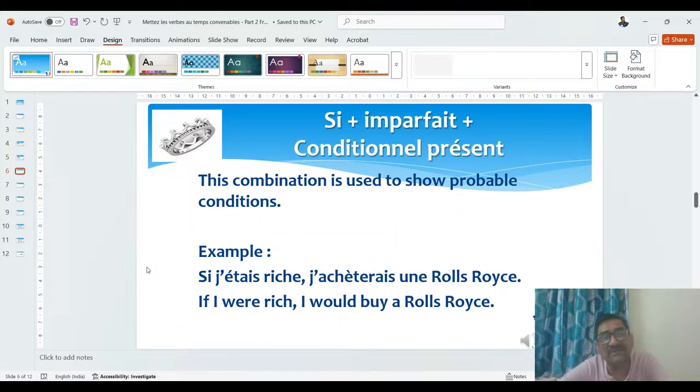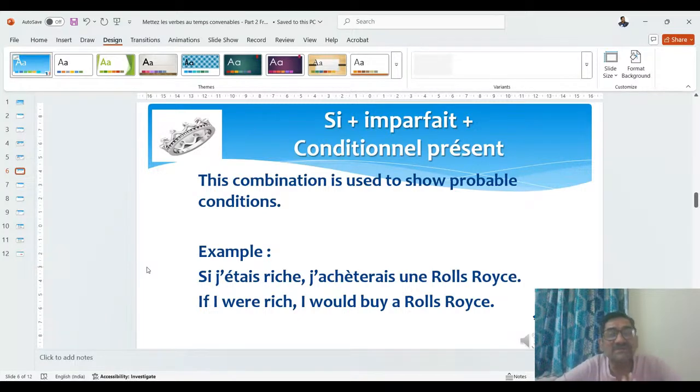So let's go to the second combination. Second combination is slightly easy, I would say, because look at the endings. Aren't the endings the same? Si j'étais riche, j'achèterais une Rolls Royce. Only thing you got to remember, the difference between imperfect and conditional is conditional starts with the original verb, future tense, and the imperfect starts with the new form of the verb. So that is the only difference. Otherwise, the endings are the same.